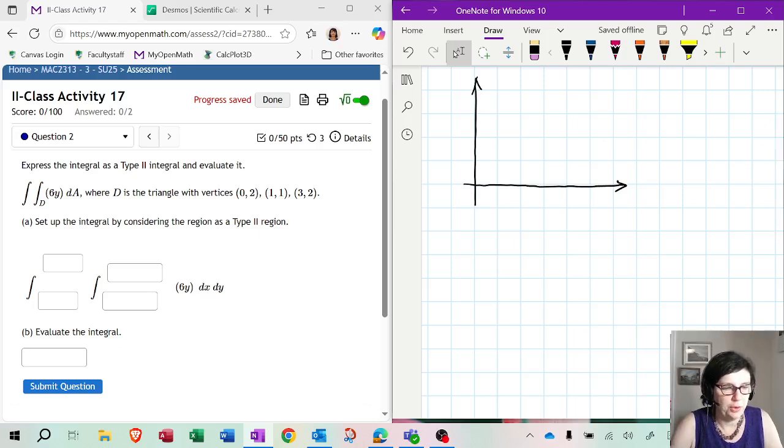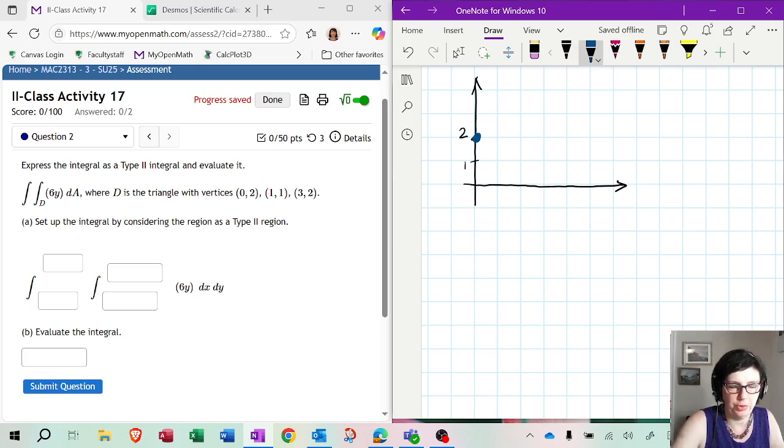Hello, in this video we are going to look at evaluation of a type 2 integral. First of all, we need to set up the limits of integration to integrate over the following triangle. So the triangle has vertices 0, 2, so that would be right here. Let me just mark it.